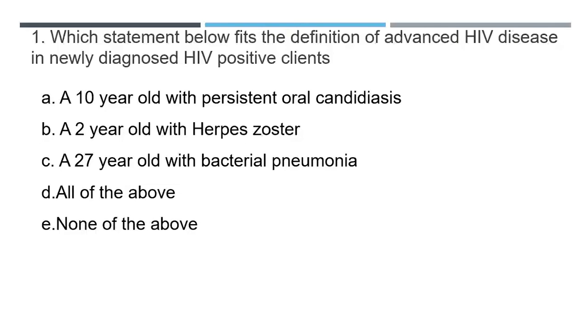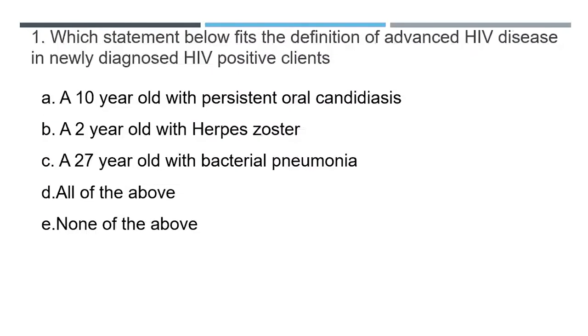Wonderful. So I'm assuming that these colleagues have completed your ACC course, because you got the answer. Those 70-odd percent of you got the answer correct. So when we look at the WHO definition of advanced HIV, those of you who said A, the 10-year-old with persistent oropharyngeal candidiasis, you're also correct.